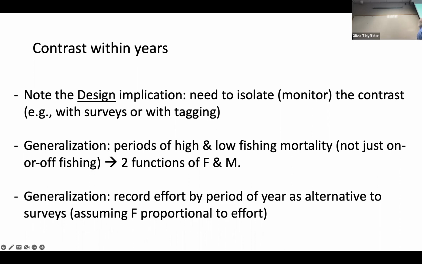Also, generalization, you don't have to have a closed season. You could say most of the fishing is in the summer, some of it is in the winter. The fishing mortality in the winter is less than the fishing mortality in the summer, and this approach would still work. And another generalization, you have to isolate the contrast. So if you recorded effort by period of the year as an alternative to doing the surveys to get the relative abundance, if you assume that the fishing mortality is proportional to the effort, you could also build a model.